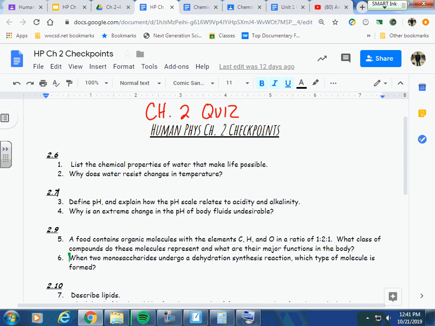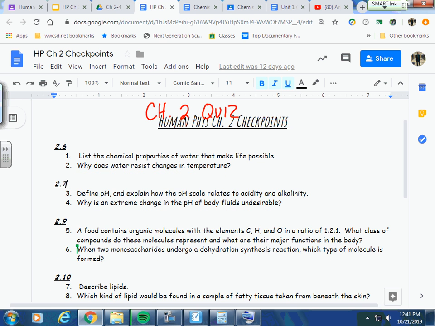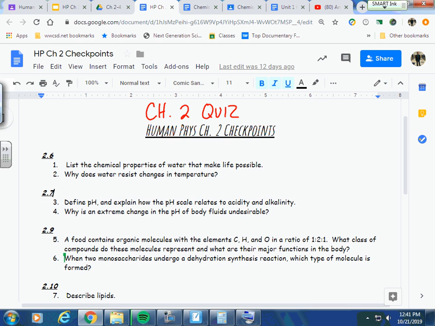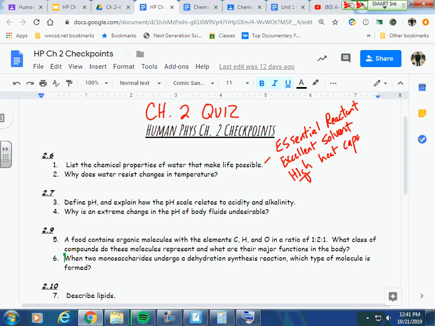We do need to make sure that we know the chemical properties of water that make life possible, such as the fact that it is an essential reactant to many of our processes, our reactions in our body. It's also an excellent solvent, and it has a high heat capacity, which means that it takes a lot of energy to increase the temperature of water, and also it's slower to lose energy. So that means if different temperatures are occurring in our body, the water's more resistant than other chemicals might be.